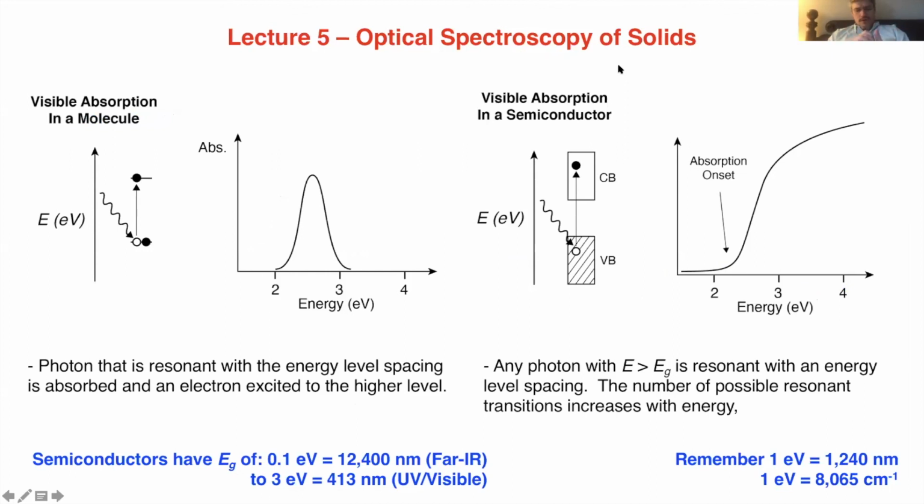So we're going to talk next time about the relationship between E versus K diagrams and optical transitions. And from there, we're going to start transitioning into quantum dots.